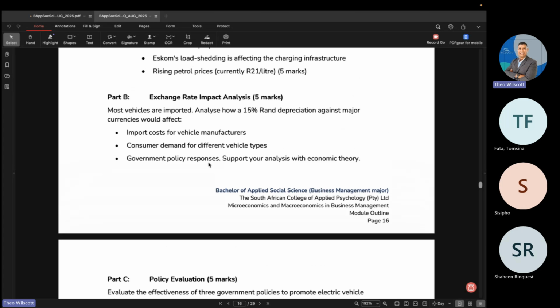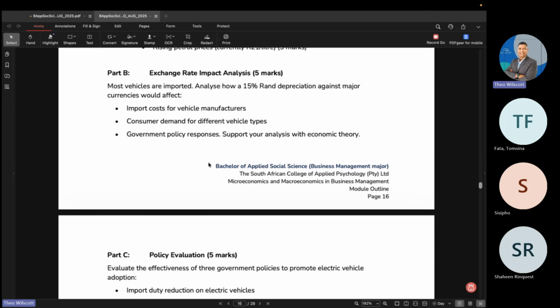So how will the government respond? It all depends on government policy. So you have to make some assumptions. You can say, assuming that the government wants to reduce carbon emissions, they want to increase electric vehicles on the road to reduce carbon emissions because of the green revolution and all of that, they might decide to provide a subsidy for importers of electric vehicles. So for every electric vehicle that they import, they provide those importers with a subsidy. So that could be one.